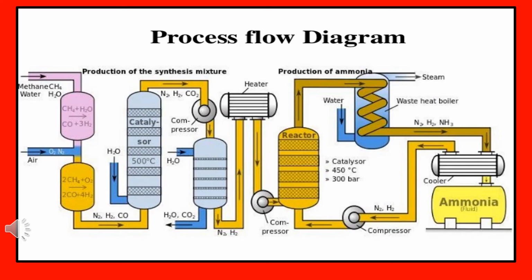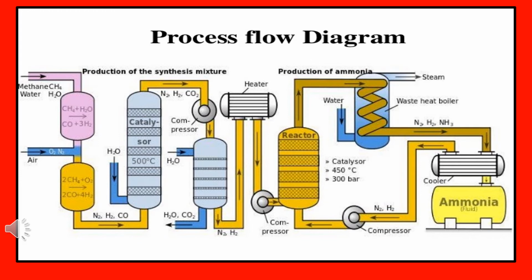This is the actual flow diagram of Haber's process by which nitrogen and hydrogen combine in the presence of a catalyst, at low temperature and high pressure, showing how much pressure is required and how nitrogen and hydrogen form ammonia. So this is the flow diagram of Haber's process.